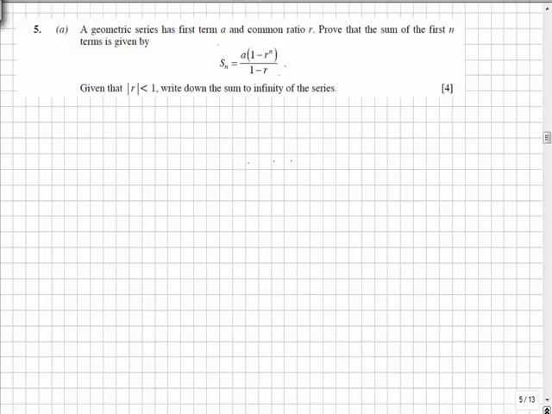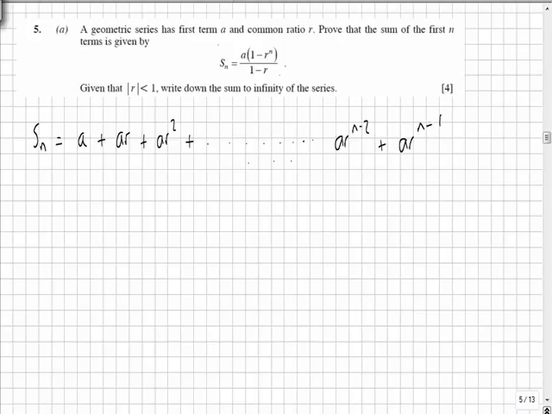In question 5a, we're given the standard question of proving the sum to n terms of a geometric series. So in the first instance, we need to just remember what the sum to any number of terms is of a geometric series, which is given by a plus ar plus ar squared all the way up to ar^(n-2) plus ar^(n-1).